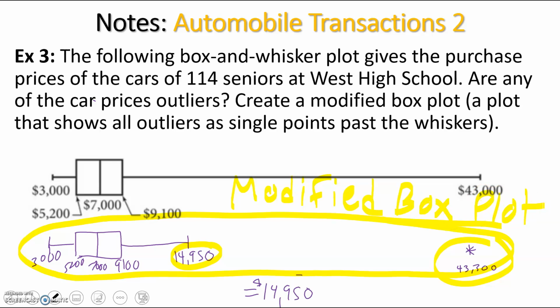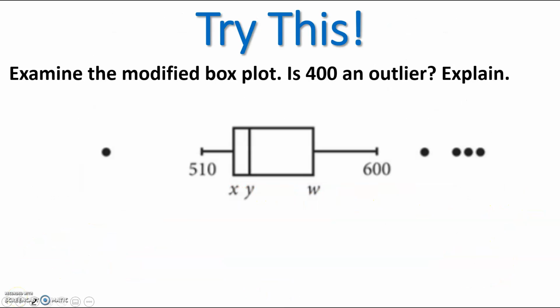Now, ultimately, if you had a data set that showed more seniors, other ones of the 114 seniors, and we could see a full data set, we might be able to mark multiple outliers. Now it's your turn to try. Try this. Examine the modified box plot. Is 400 an outlier? Explain.